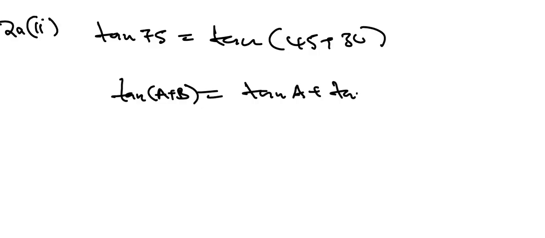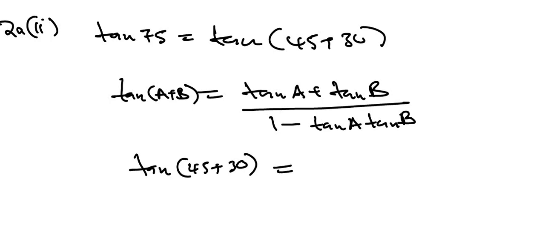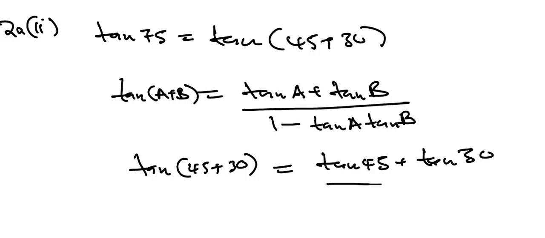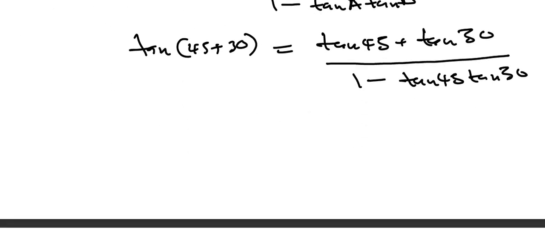Tan A and tan B, then you have 1 minus tan A and tan B. So we're just replacing, this is a 45 and a 30. Tan 45 plus tan 30, over 1 minus the same, just multiplying them. You have tan 30. This is going to be the same as a 1.